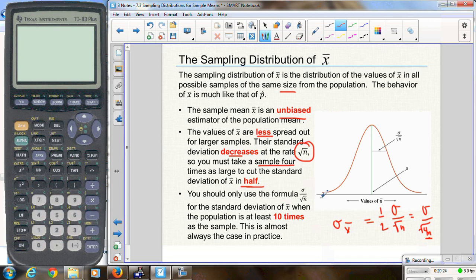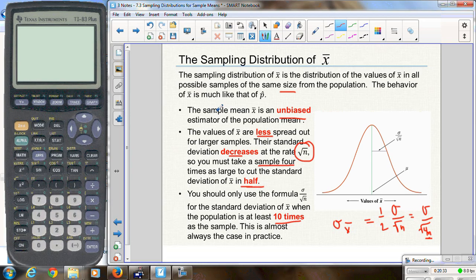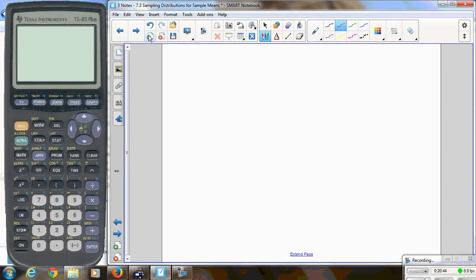And again, we only want to use the standard deviation formula when our population is at least 10 times the size of our sample. And that's most often going to be the case. You just have to write it on your paper when you're doing a problem. And so before we get into any examples, let me actually just summarize this. I'm going to type it because my handwriting is so bad.